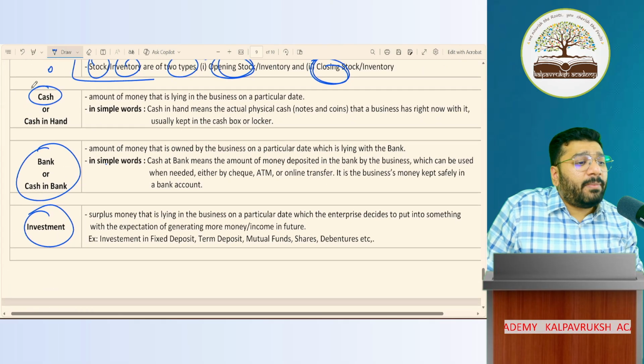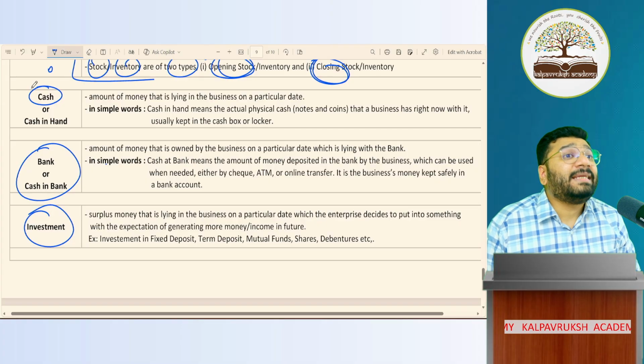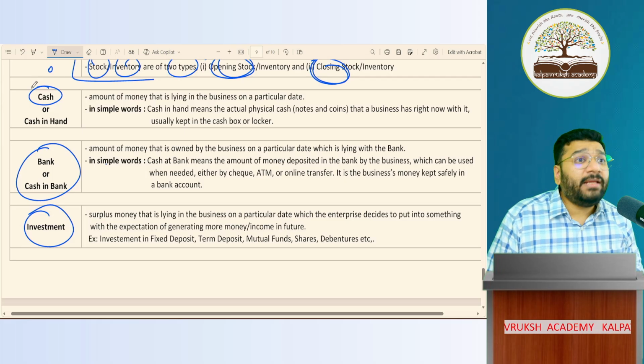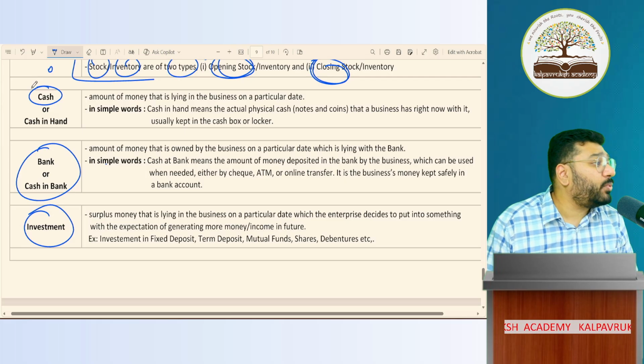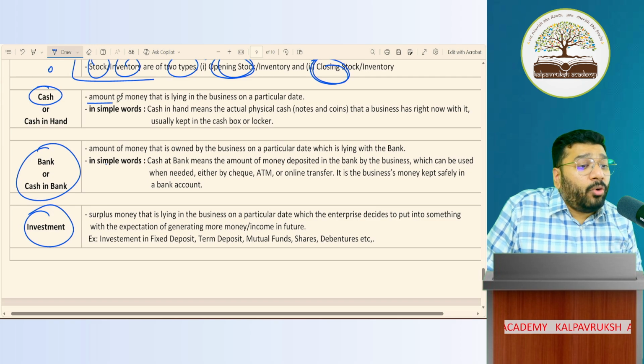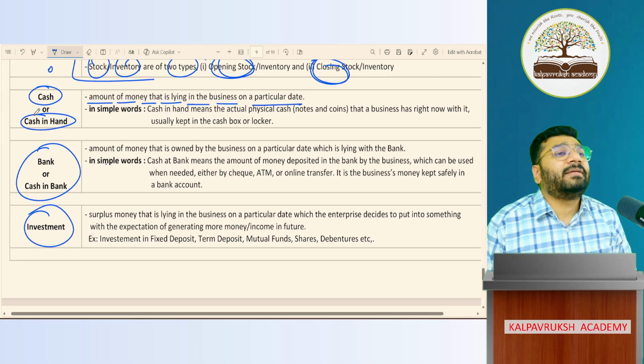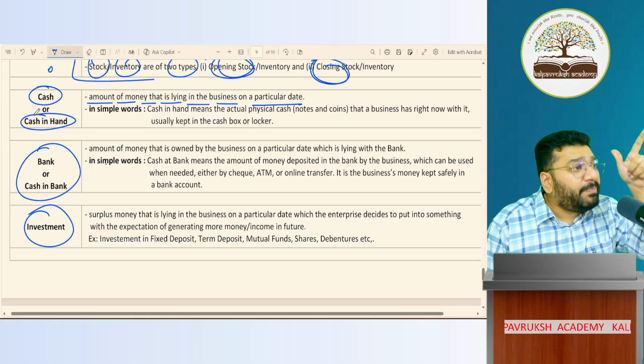Next, you'll come across a term called cash or cash in hand often in 11th standard and 12th standard. So you need to know the meaning. Cash in hand means the amount of money that is lying in the business on a particular day.